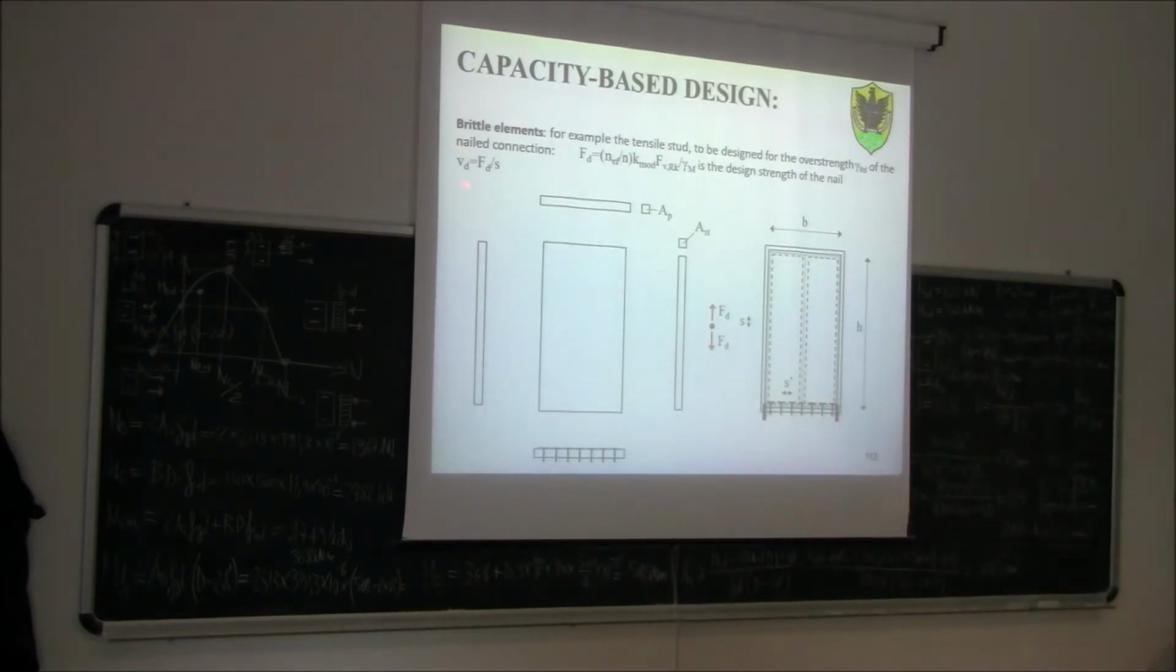The design shear is Fd over S. So for the equilibrium, this is the actual strength. For the equilibrium, this is the shear force per unit length between the stud and the sheathing.